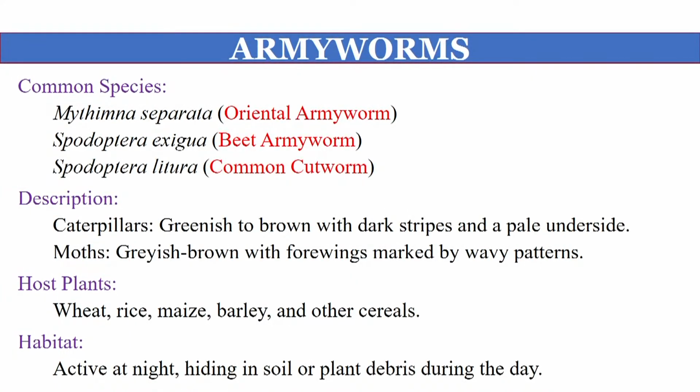And the next insect pest is armyworms, and there are many types of armyworms, like the oriental armyworm, beet armyworm, and common cutworm also. The caterpillars are grayish to brown with dark stripes, sometimes pale on the underside, and the moth is grayish brown in color. They can also affect rice, maize, barley apart from wheat, and many other cereals also. From a habitat point of view, it is active at night, hiding in soil or under plant debris during the daytime.